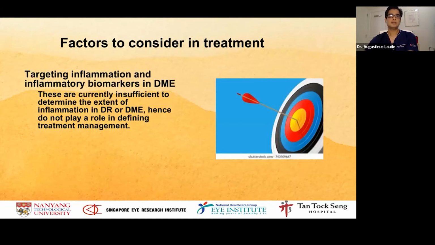Another factor to consider in the treatment was to explore the use of various inflammatory biomarkers in DME, whether biomarkers in the blood or aqueous, or imaging biomarkers. But the panel feels that at the moment, there is currently not enough evidence to guide our treatment planning. So we hope that in the near future, there will be more data and more work coming out in this area to help guide our treatment decisions and retreatment decisions.